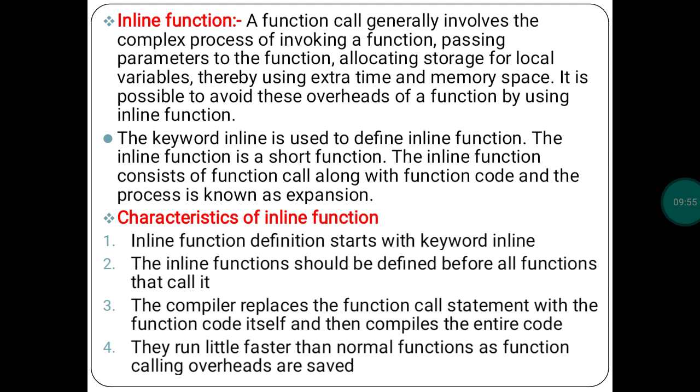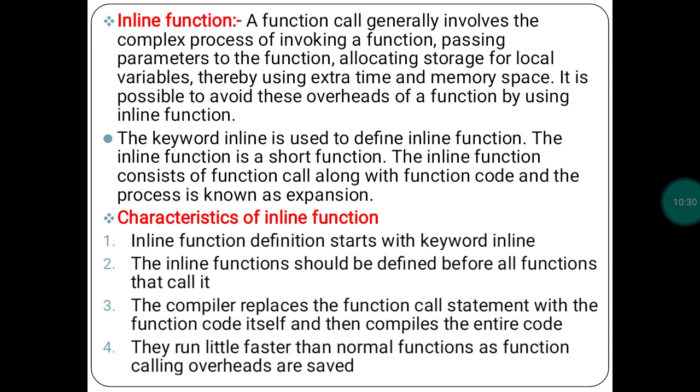So in this, there is no need to call them through objects. The compiler replaces the function call statement with the function code itself only, then it compiles the entire code. Whatever the code is there, that code itself will be compiled. This is the third characteristic. And the fourth one is that they are a little bit faster than normal functions. So, see what the characteristics are.